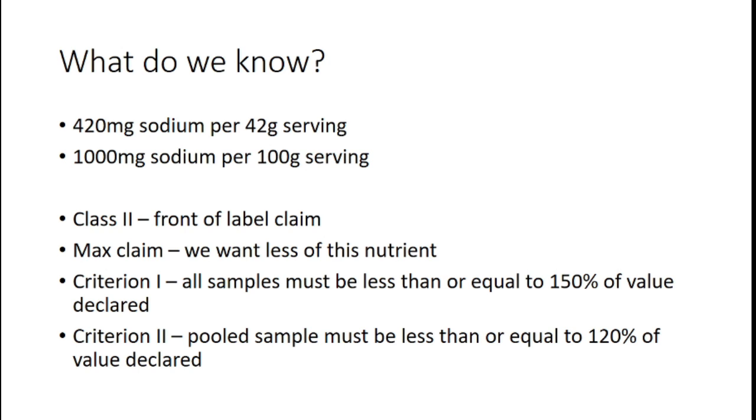This is a class 2 front of label claim. It's a max claim because we want less of this nutrient. And so criterion 1: all samples must be less than or equal to 150% of the value declared, and criterion 2: the pooled sample must be less than or equal to 120% of the value declared.